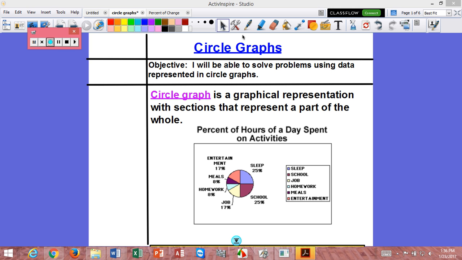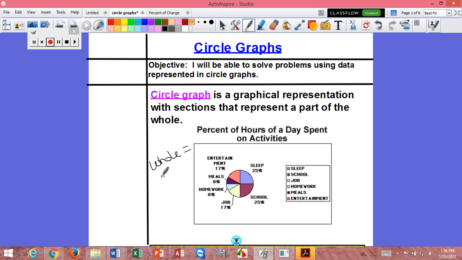So remember, when we have the whole thing, that's 100%. So the whole circle graph represents 100%. And since our topic here is hours of a day, that would be 24 hours.